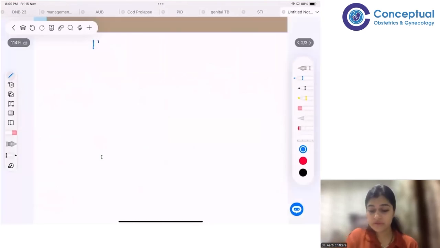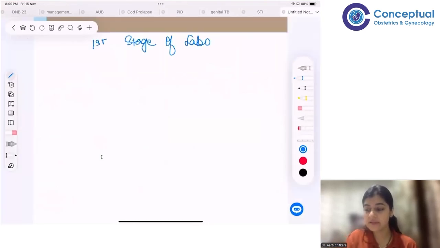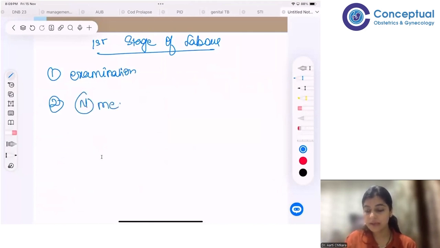What do you do in the first stage of labor to a patient? What are the things that you need to do? First, you need to do the examination of the patient. Then after that, what we are going to read in today's class is the normal mechanism of labor.